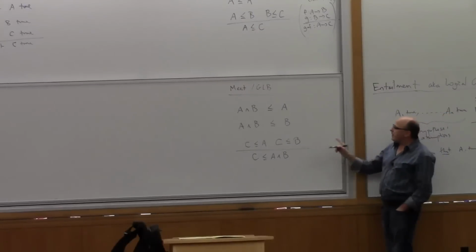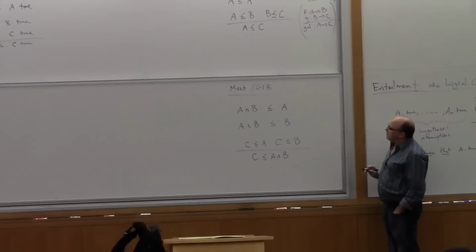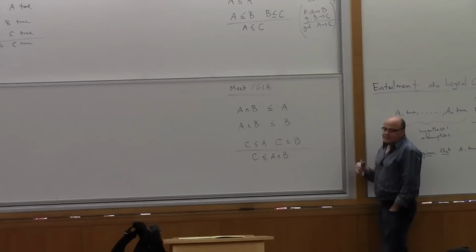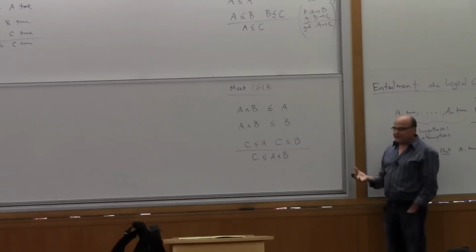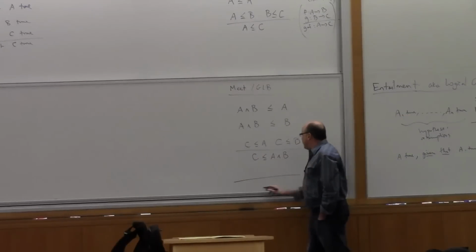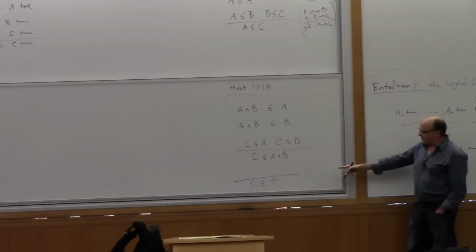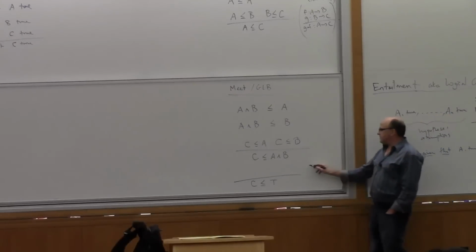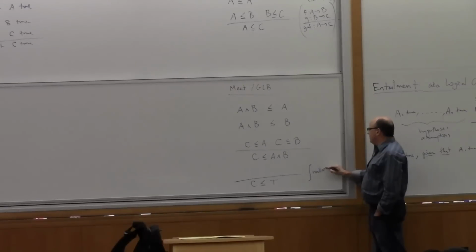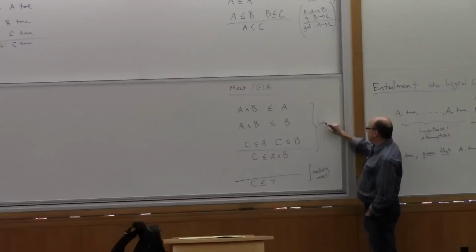So if we have binary meets, we can also have a trivial nullary meet. The nullary meet takes no things and forms an object, which is the greatest lower bound of nothing. So the nullary meet means that for any C, C is less than or equal to T, usually called T or top, which is the top element of the lattice. So this is the nullary meet. This is the 0 case, and this is the 2 case, the binary meet.